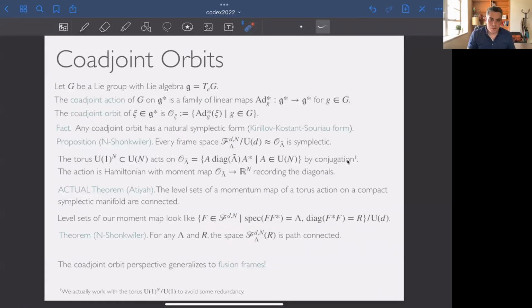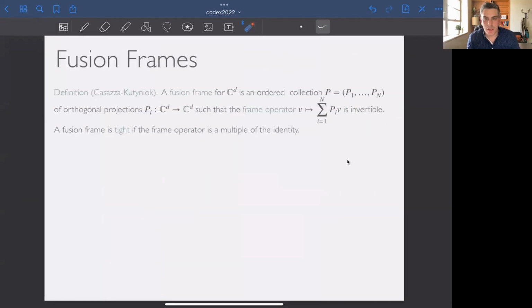Okay, and then in the original paper where we proved this, that wasn't the main way that we were thinking of it, but then refining our thoughts a little bit, we realized that you can see a lot of this stuff from the perspective of coadjoint orbits, and that lends itself really well to what are called fusion frames. And so now I want to jump into that and say, how do I generalize these ideas to the fusion frame setting?